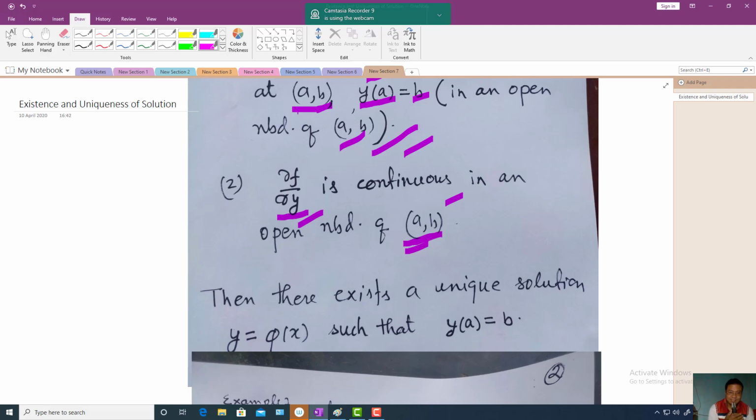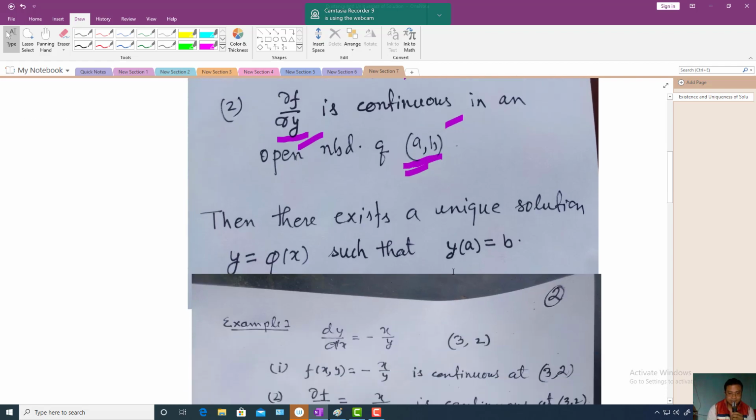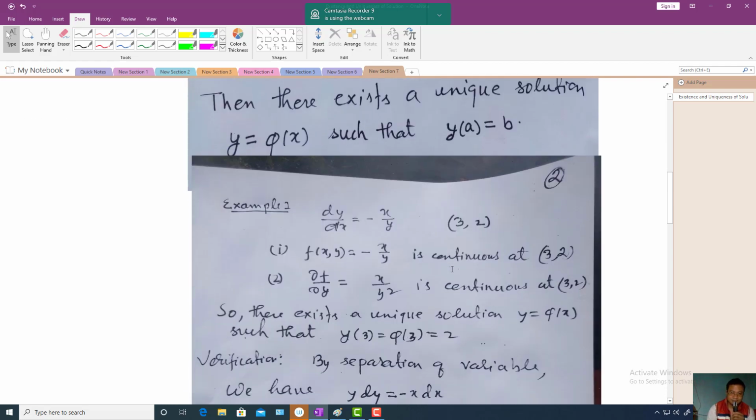But if the given differential equation, the initial value problem, satisfies these two conditions, then we are 100% sure that there exists one and only one solution passing through the point (a, b). This is about the existence and uniqueness theorem of differential equations. So let us see some examples.